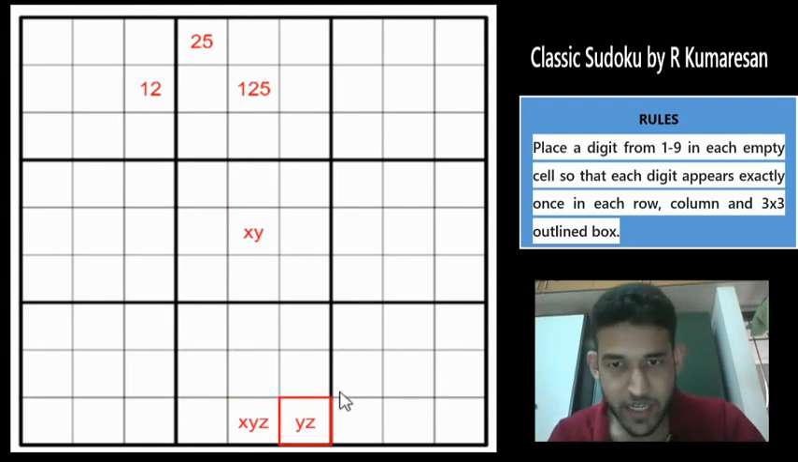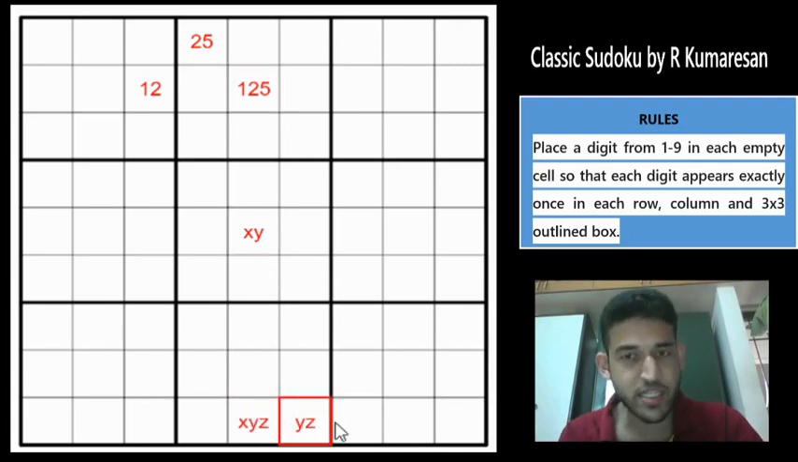And for the XYZ wing to work, you need these 3 cells to be in different boxes, different rows and different columns. So for example, you cannot have XYZ wing obviously within the same row, same column or same box. So these 2 cells must be distributed exactly across 2 different rows, 2 different columns or 2 different boxes. So here we have seen that they are distributed across 2 different columns or 2 different boxes as well.